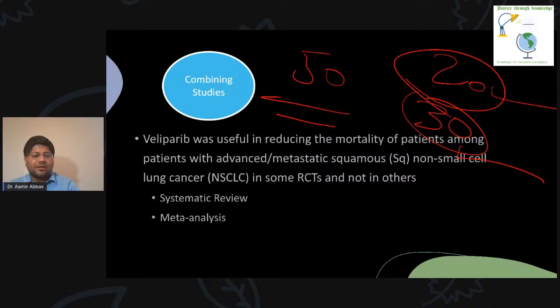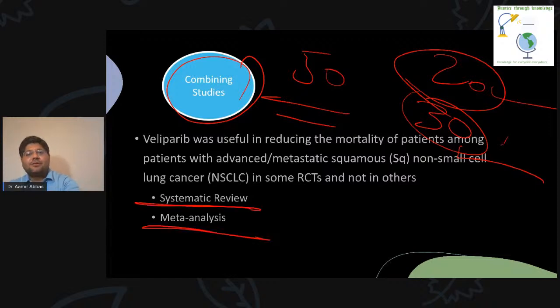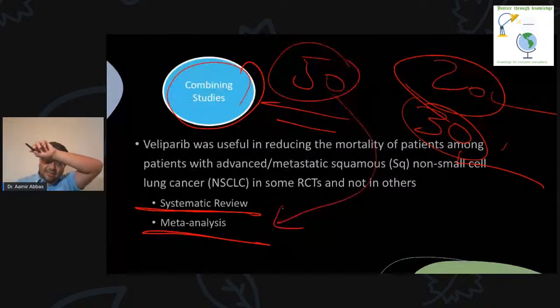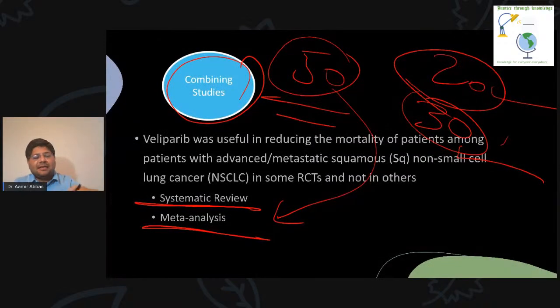So in order to combine the results, you're going to use systematic reviews and meta-analysis and combine all of these studies. That is the point where the guidelines are then formulated, where you combine a lot of studies into systematic reviews and meta-analysis, and let the practitioners know what the way forward is, and that requires a lot of research acumen.